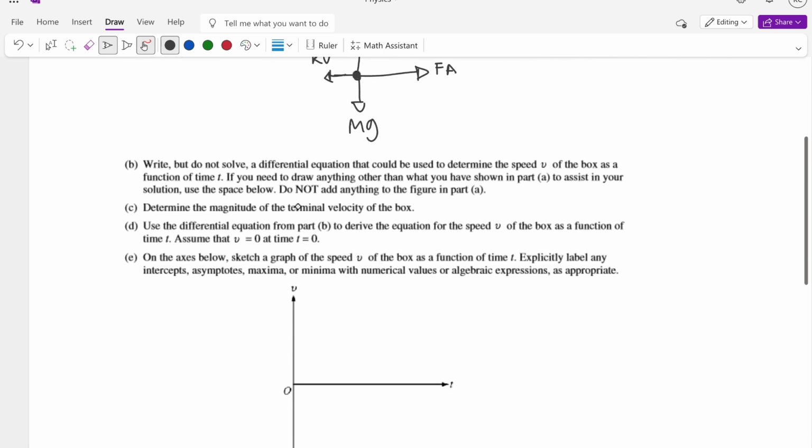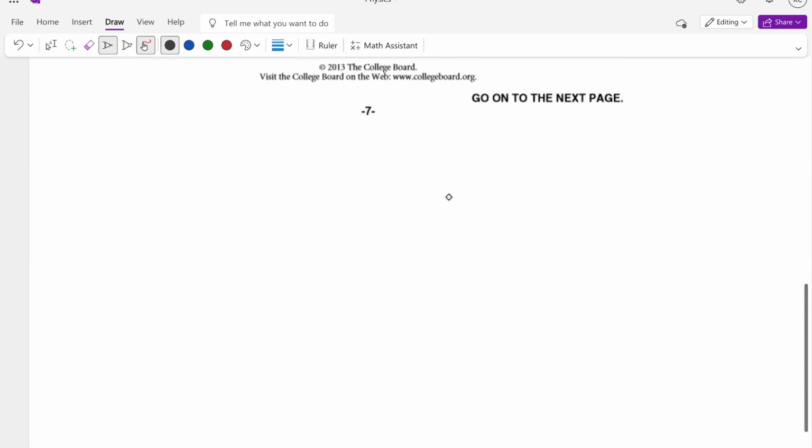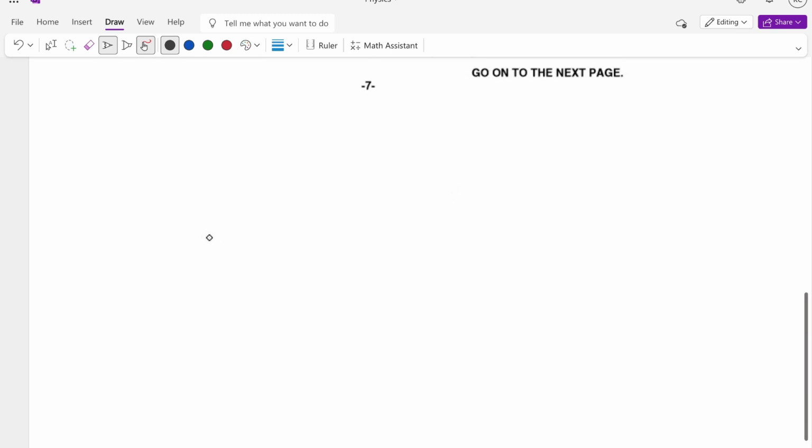So part B says, write but do not solve a differential equation that could be used to determine the speed v of the box as a function of time t. Okay, so I think I'll go off to the side, over here. We know that the net force of an object is equal to mass times acceleration. So in this case, our net force is going to be the forward force of Fa minus the drag force, right? And then that's equal to ma.